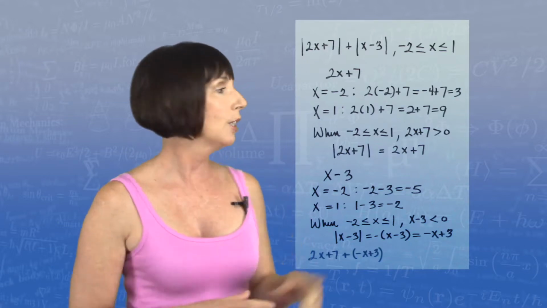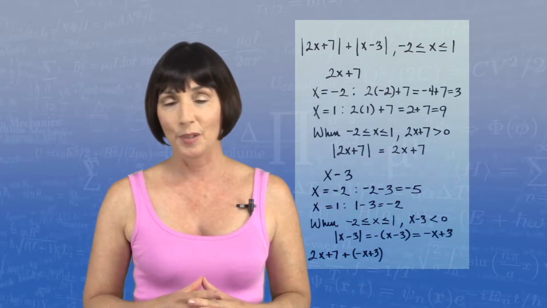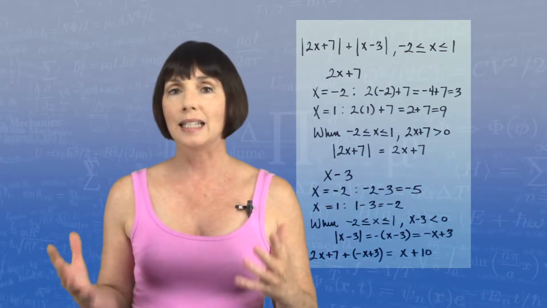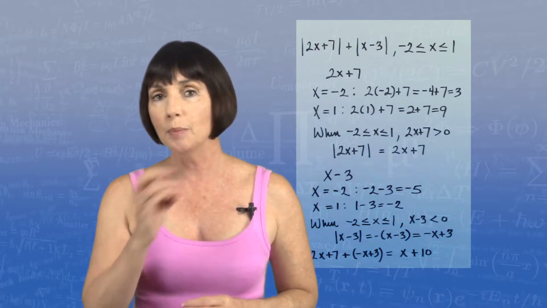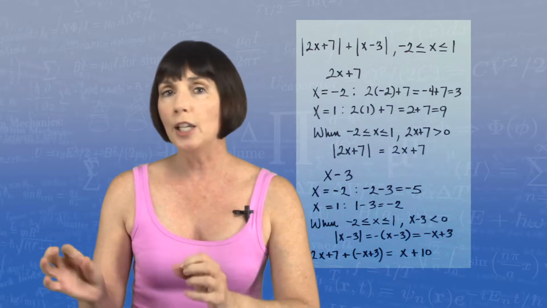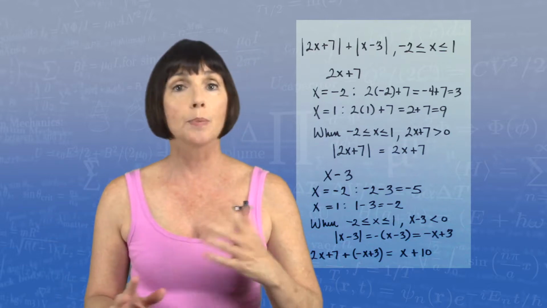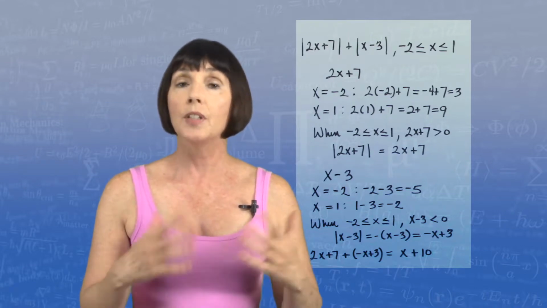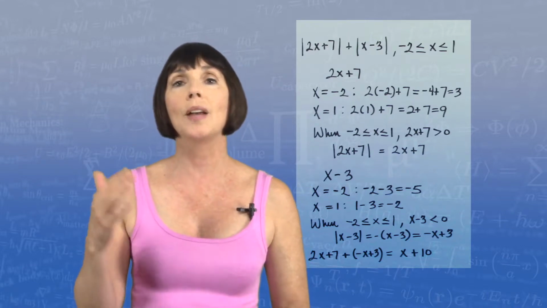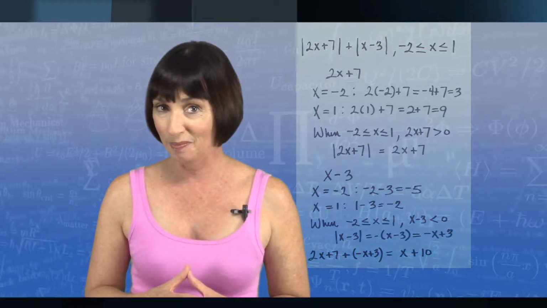Now we can go back and simplify the original expression. So we get 2x plus 7 plus negative x plus 3. 2x minus x leaves us x. 7 plus 3 is 10, so this expression simplified is x plus 10. So use the range of your variable to determine if each expression is positive or negative. If it's positive, the expression stays the same. If it's negative, you have to take the opposite of the expression before you combine them.